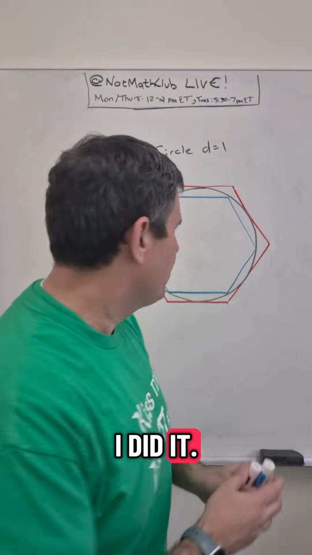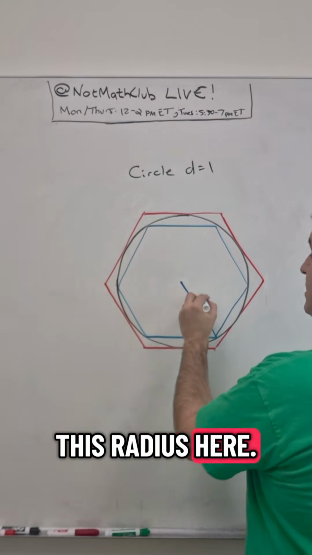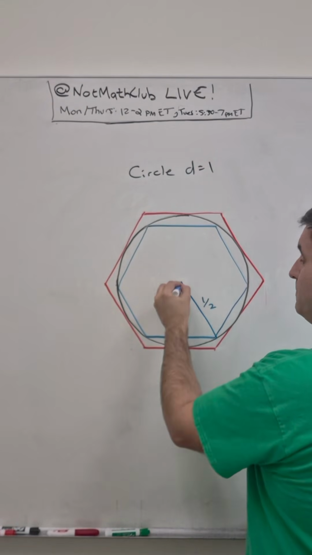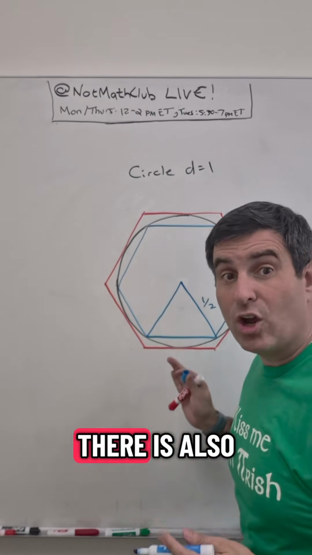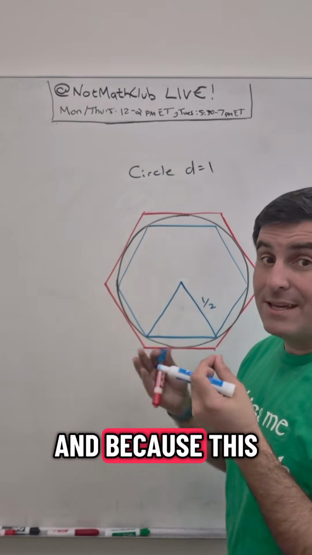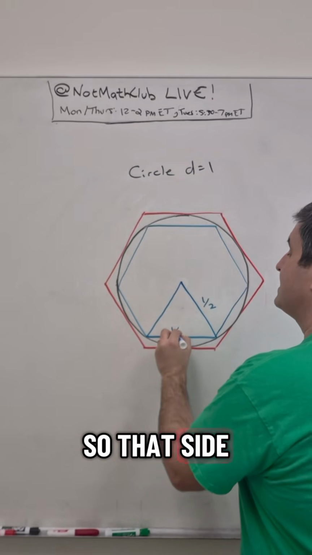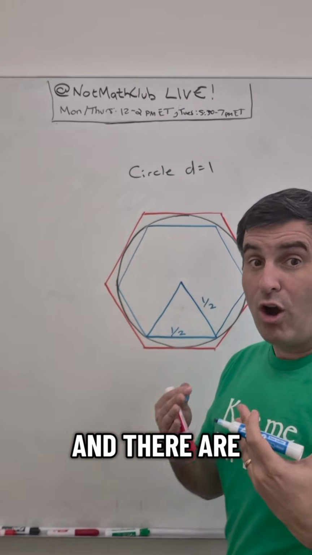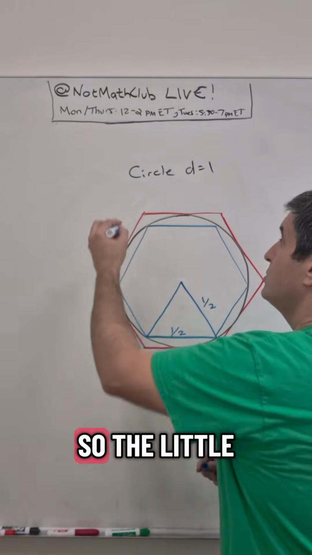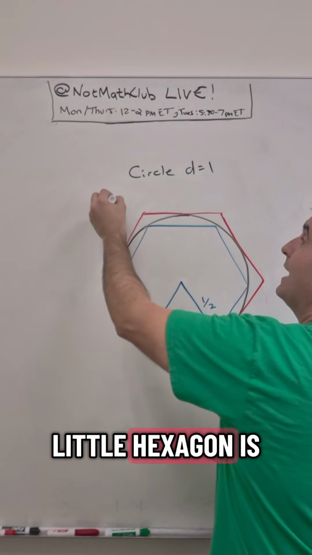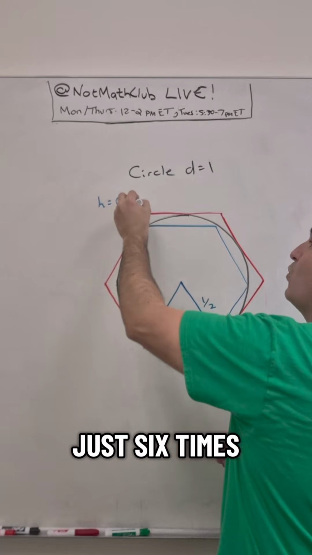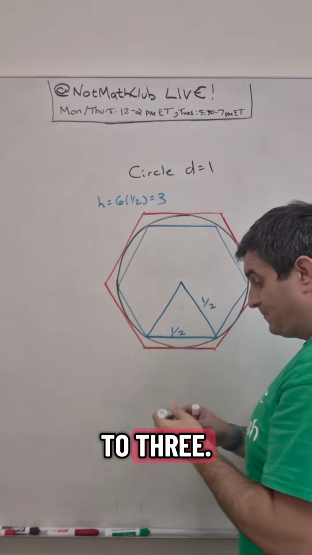So here's how I did it. This radius here, and that radius is 1/2. But that radius there is also 1/2, and because this is a 60-degree angle, this is an equilateral triangle, so that side is also 1/2, and there are 6 sides. So the perimeter of the little hexagon is just 6 times 1/2, which is equal to 3.